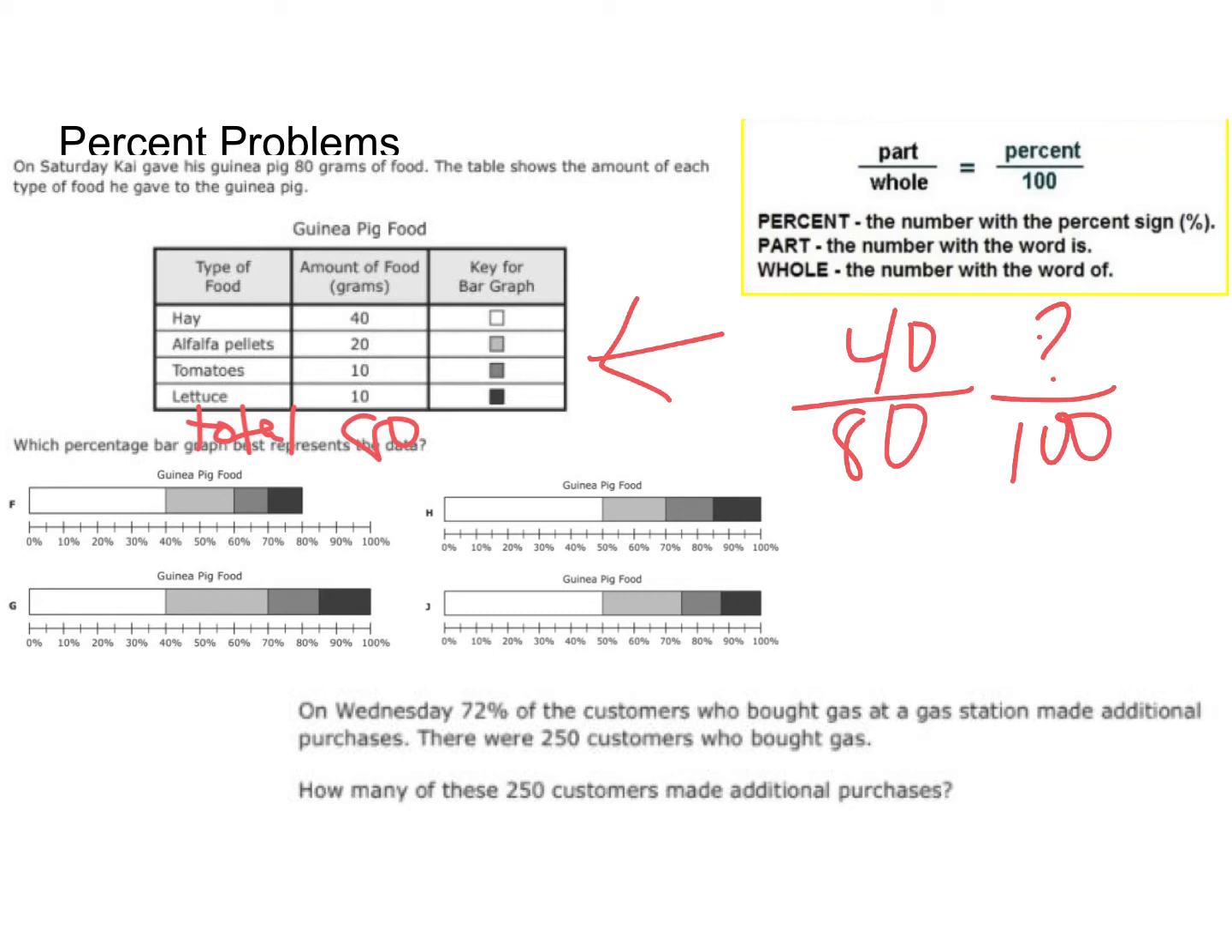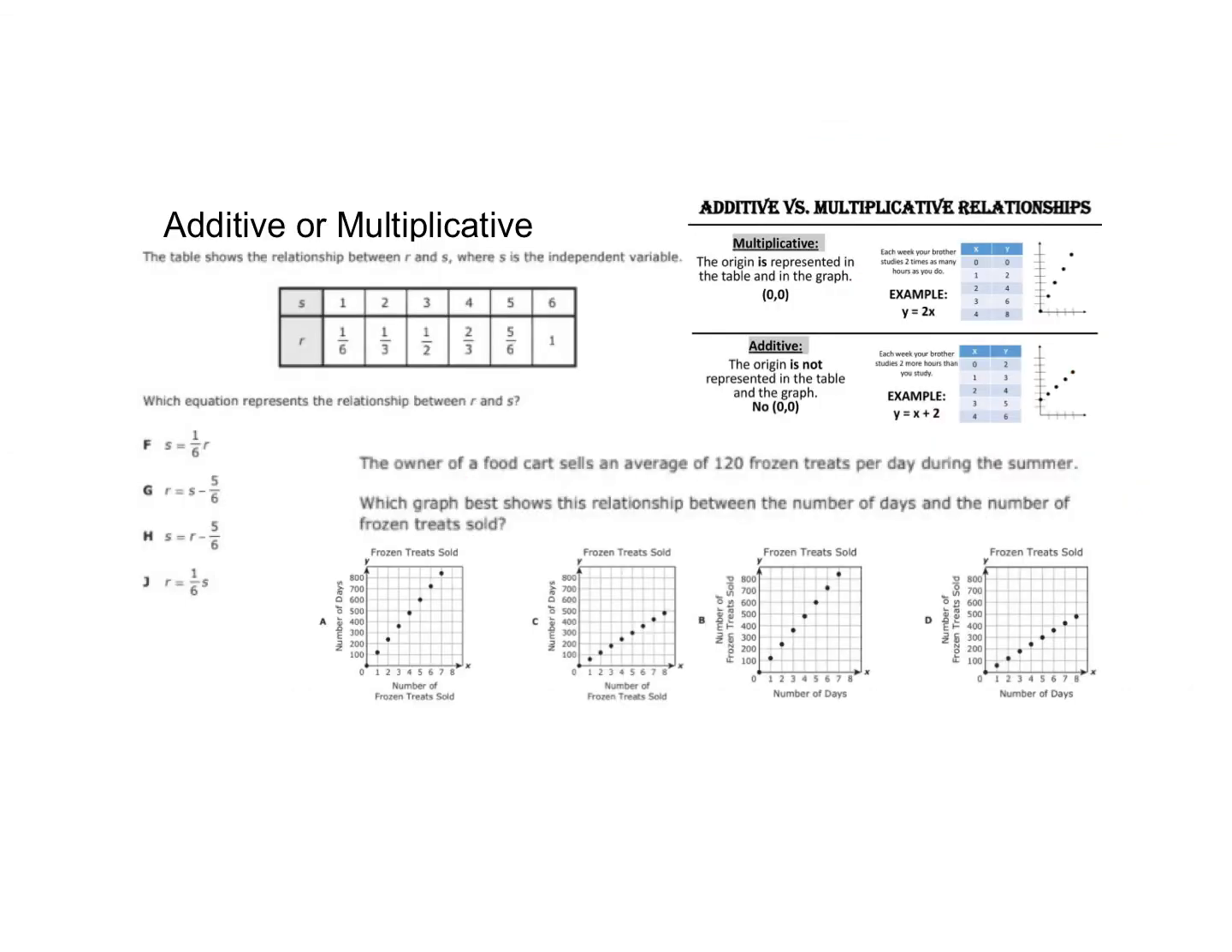And again, you're going to do cross product. So you would do 100 times 40, 100 times 40 divided by 80. So make sure that you are using the strategy for any percent or ratio part, because that's going to help you out a lot. So for this question, basically you're looking at additive and multiplicative.